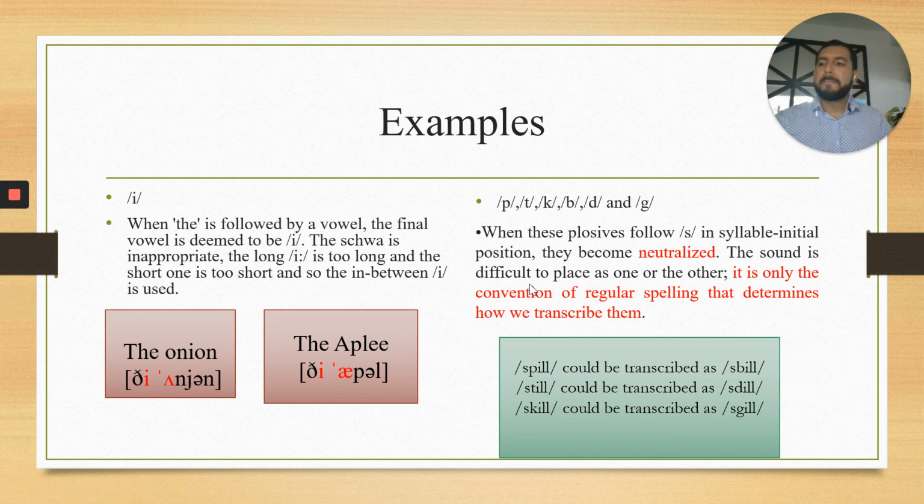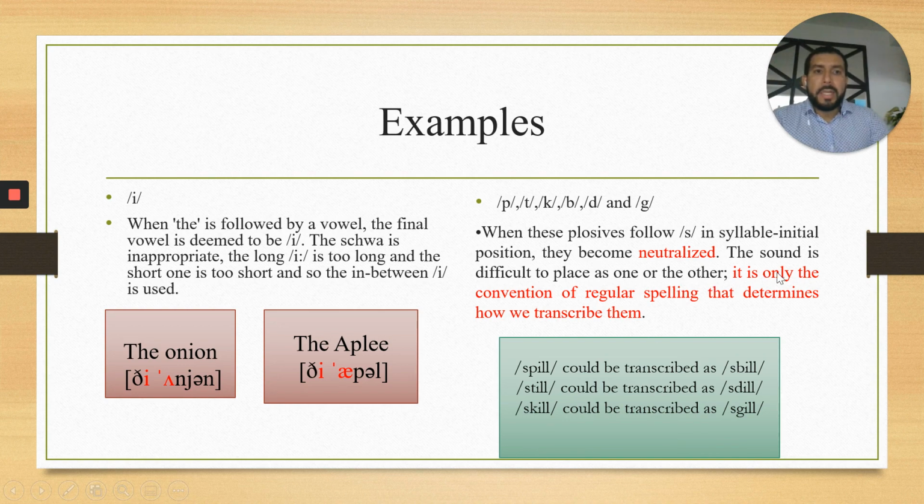And the last thing I want to talk about is something that I'm not sure you have noticed. Actually, this requires a lot of conscious awareness in order for you to notice. What happens is that when these plosives p, t, k, b, d, and g follow in syllable initial position, they become neutralized. In other words, they lose their consonant quality, which they originally had. The sound is difficult to place as one or the other. You no longer know if it's a p or a b because you're speaking so fast that the consonant lost its original quality.